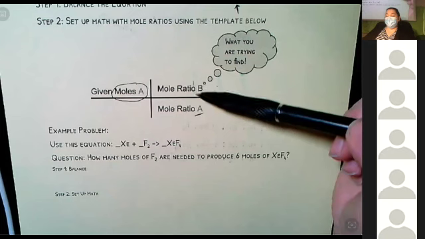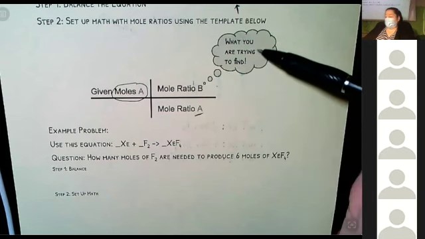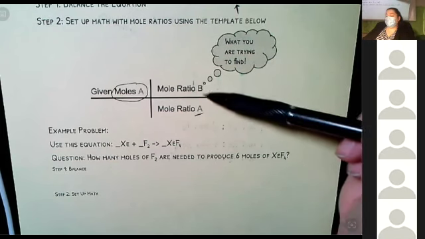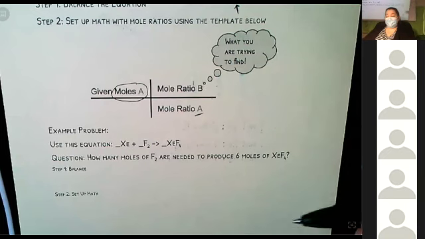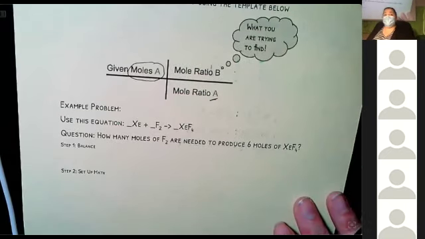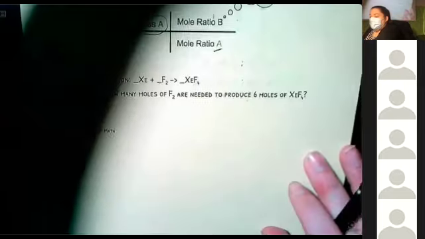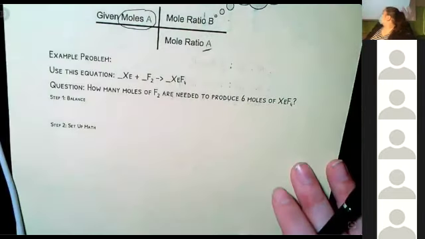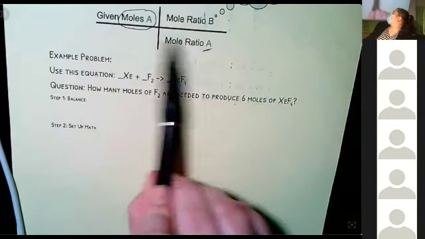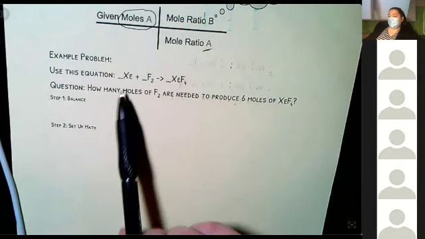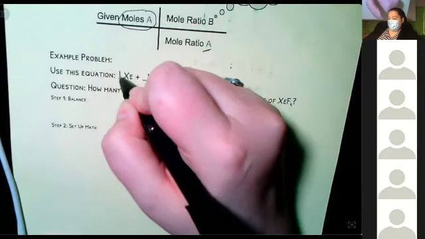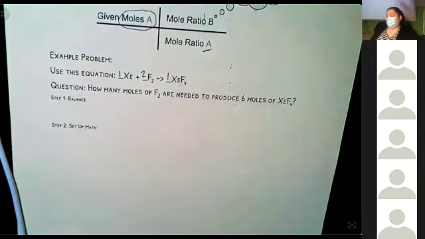And then substance B, which is what we're trying to find, the moles for that will go up here. Let me show you how this works. It's actually very, very simple. So I'm going to leave the little template up here. We've already balanced this equation, actually twice now. All right, so here's the question.